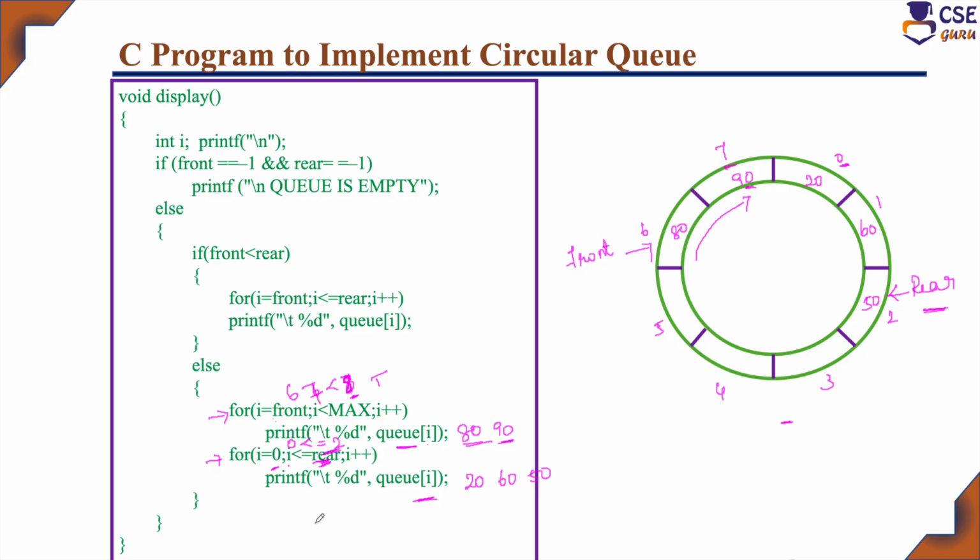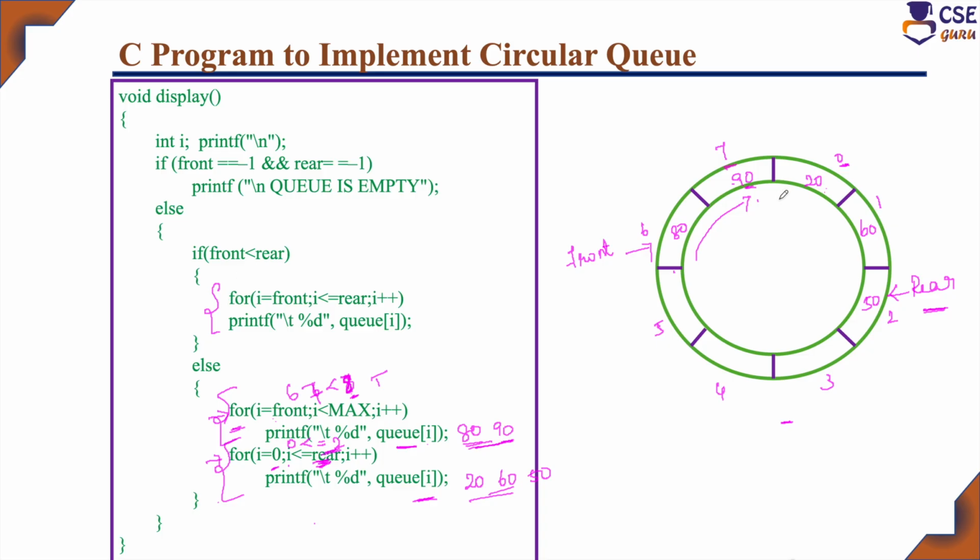Okay, are you able to understand the difference? This for loop is from the front position to the max minus 1 position. It will display the elements wherever the front may be, up to this max minus 1 position. And this for loop condition is from the 0th memory location to the rear pointer location, and it will display the elements. So this for loop normally displays the circular queue, from front position to rear position.